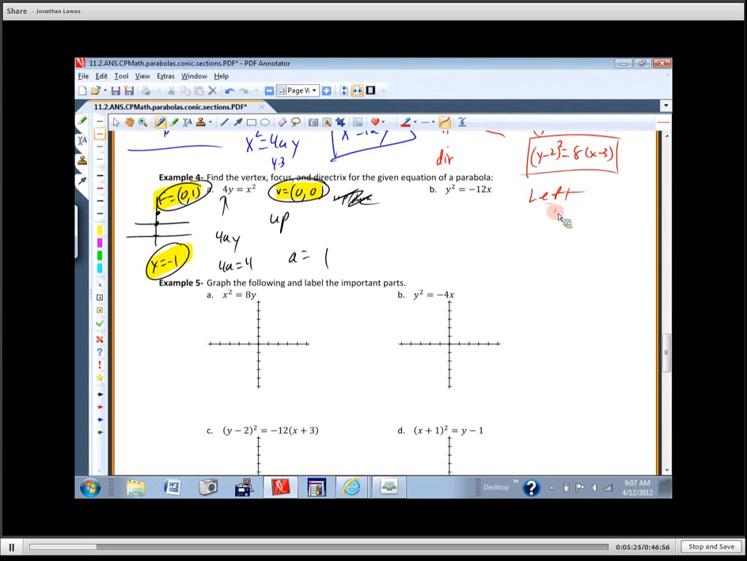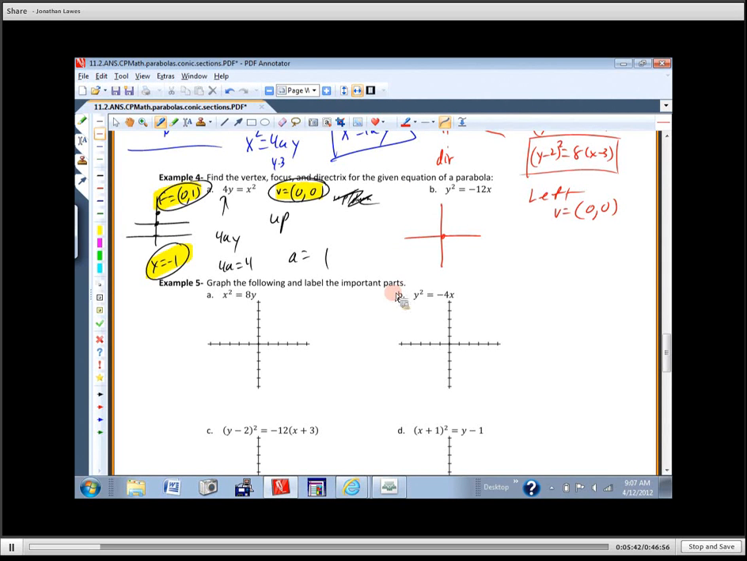So we know it opens to the left. Okay, let's write down what the vertex is. The vertex would be 0, 0. Hasn't moved anywhere. Okay, so we got that taken care of. Let's draw a quick sketch. 0, 0, and we know it opens to the left.